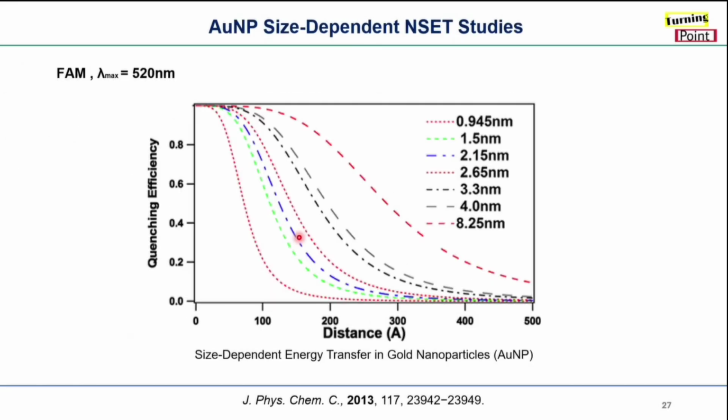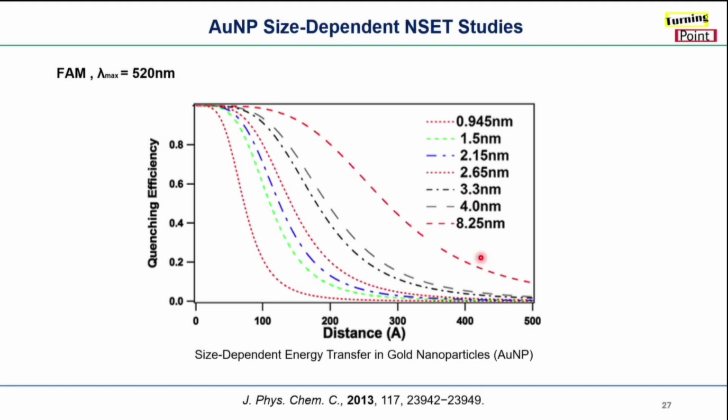The same group came up with this plot of quenching efficiency as a function of distance. The quenching efficiency decreases as we increase the distance. So this means for nanoparticles from 1 to 8 nanometers, the larger nanoparticle shows a transfer of energy more efficiently over longer distances. These larger nanoparticles have stronger electromagnetic fields, which is why they show quenching at longer distances and high quenching efficiencies.